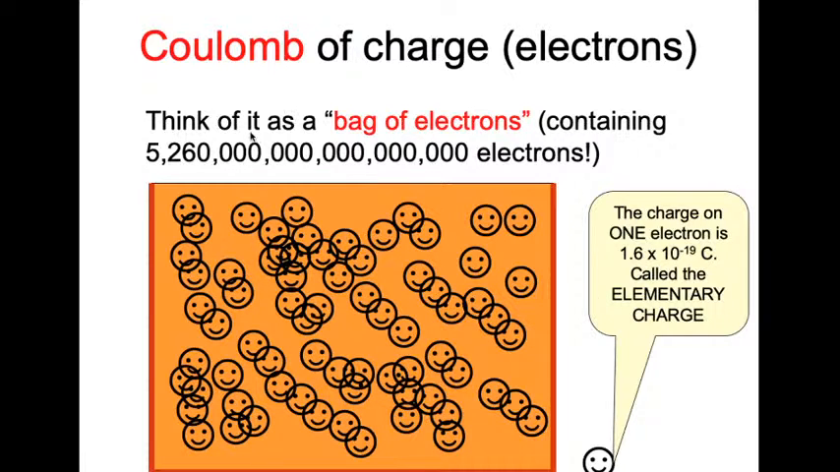So a coulomb is a lot of charge, or you could think of it the other way. An electron has hardly any charge, right? The elementary charge is 1.6 times 10 to the negative 19 coulombs, which is an extremely small number.